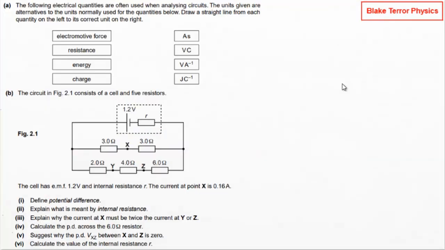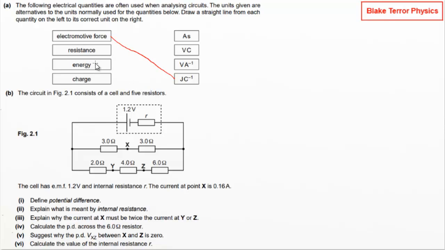So what have we got next? It's another one of these ones where they give us some electrical quantities and we just match them up to the units. So electromotive force, this is our input voltage. We know that voltage is joules per coulomb. That's pretty foundational when it comes to dealing with circuits, so that's an easy starter.